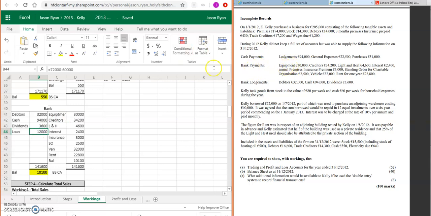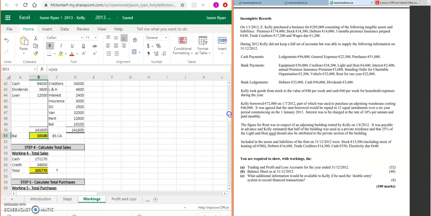For our payments then we have equipment, 30,000, creditors, 34,200, light and heat, 4,600, interest, 2,400, insurance, 3,000, standing order, 2,500, van, 32,000, rent, 22,800. So you're going to add all the credit side up, add all the debit side up, find out what the difference is. So the difference here is 10,100. And that's going to be your balance, which we put into the balance sheet as your current assets.